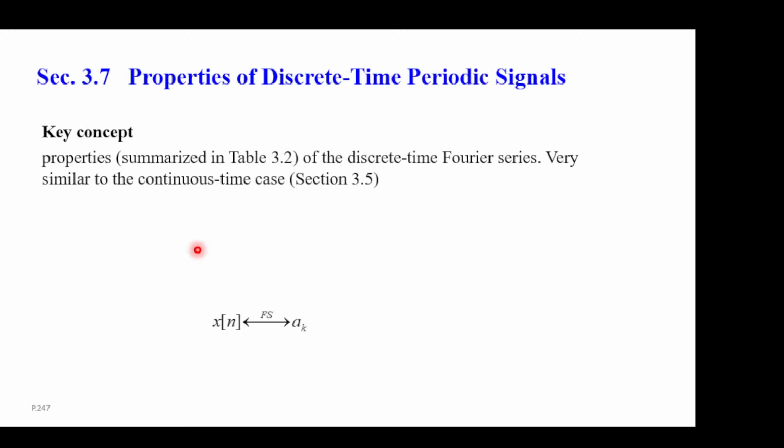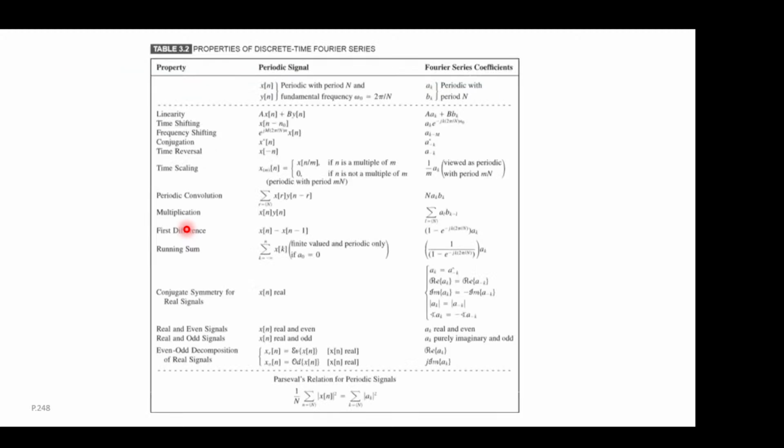So the property of discrete time periodic signals, or more like the properties of the discrete time Fourier series. Sorry, I keep mixing up Fourier series and Fourier transform. But anyway, we are talking about the discrete Fourier series, and these properties are very similar to the continuous time case, which is something we included in the midterm. So this is a quick and easy result.